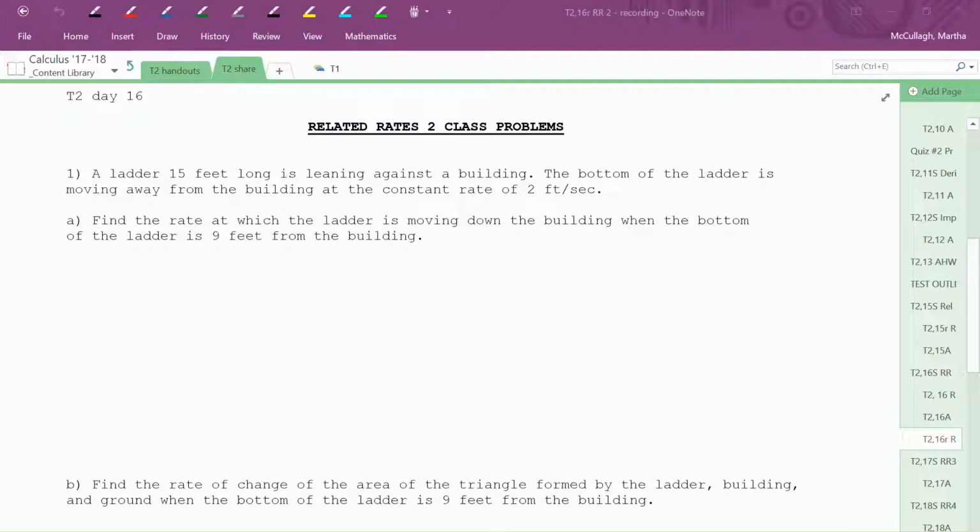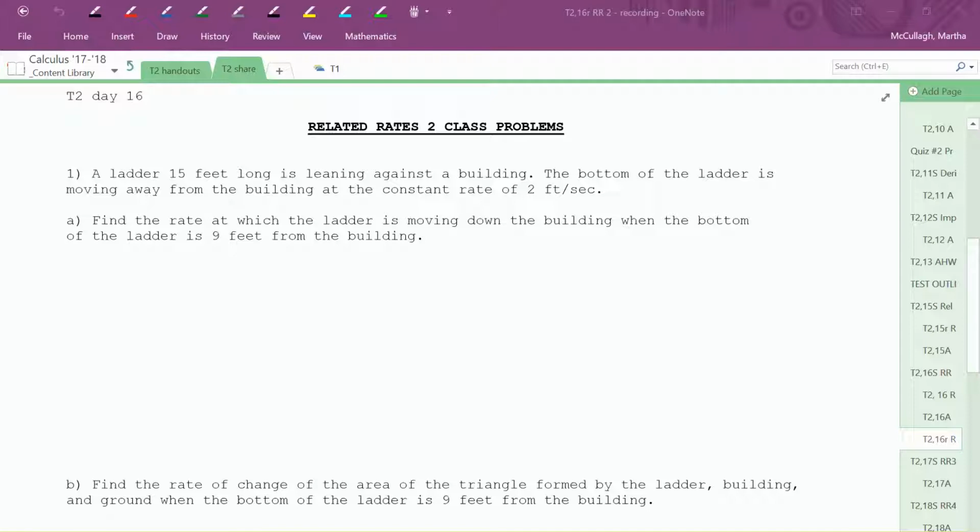This is Related Rates 2, Trimester 2, Day 16. Problem number 1. A ladder 15 feet long is leaning against a building. The bottom of the ladder is moving away from the building at a constant rate of 2 feet per second. This will be for both parts A and B.